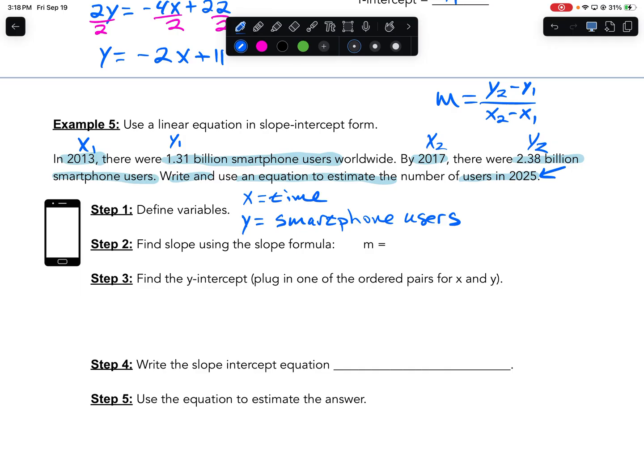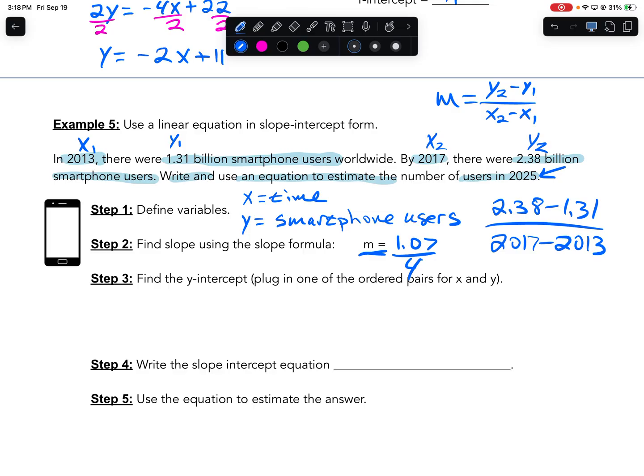So I'm going to subtract the two y's on top for my slope. I'm going to write it over here so I have a little more room. 2.38 minus 1.31 over 2017 minus 2013. And when we do that, our slope is 1.07 over 4. I'm going to write it right in here.